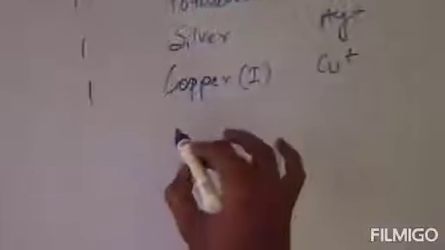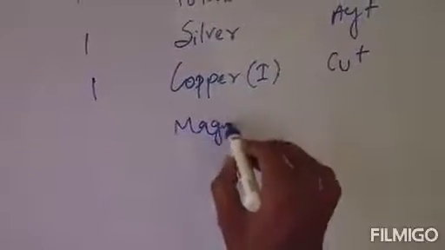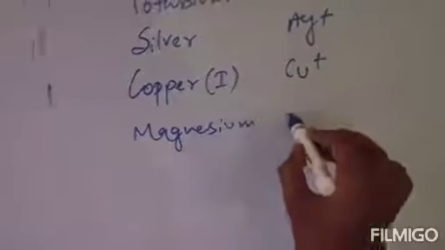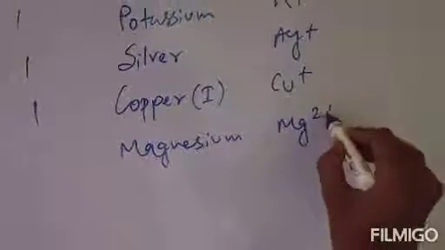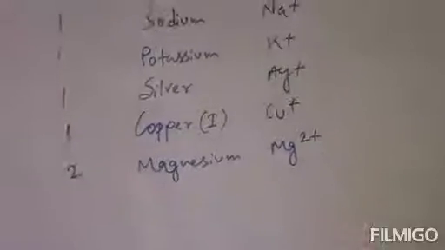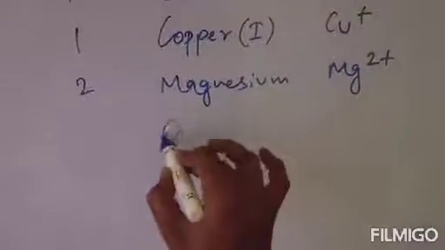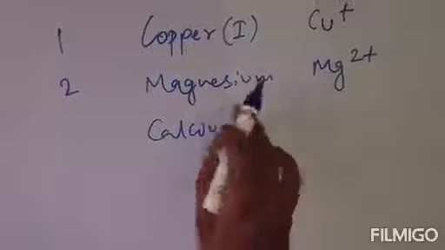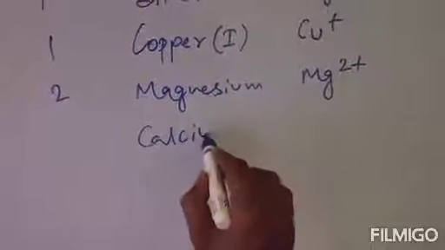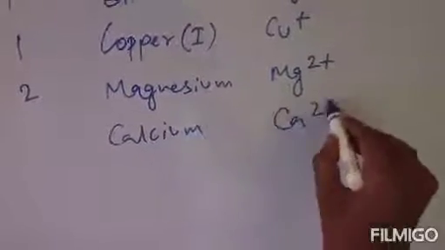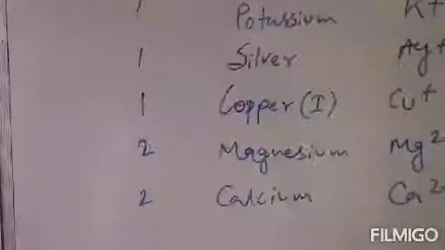Now next, suppose it says magnesium ion, the formula will be Mg 2 plus, so its valency will be 2, because the charge is plus 2. So the number of charges is 2, so the valency will be 2. Next one is calcium. The formula of the calcium ion is Ca2 plus, so its valency will also be 2.